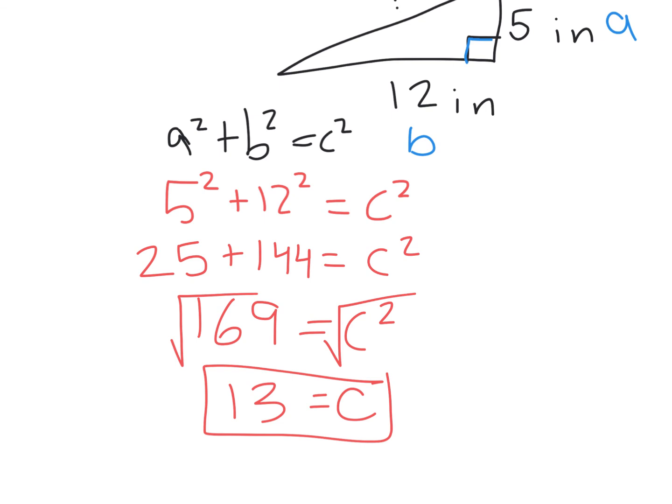Now, sometimes you might not get the length of both legs. So for example, what if your right triangle looked like this?